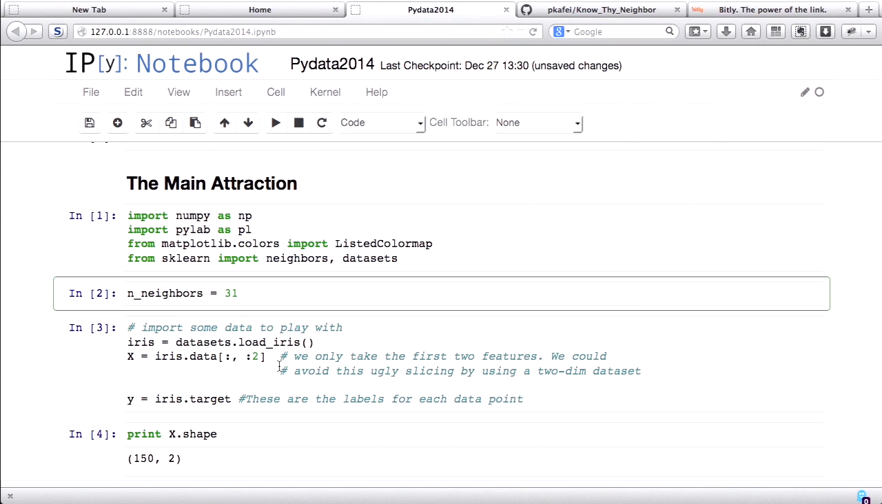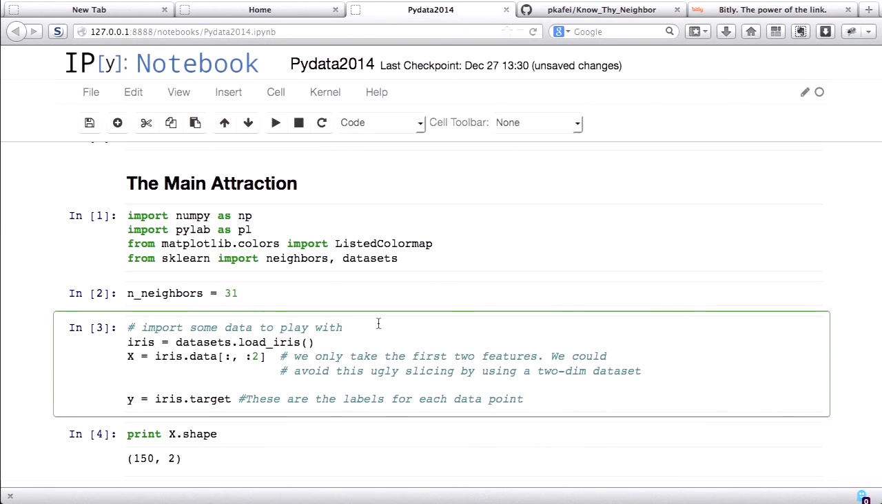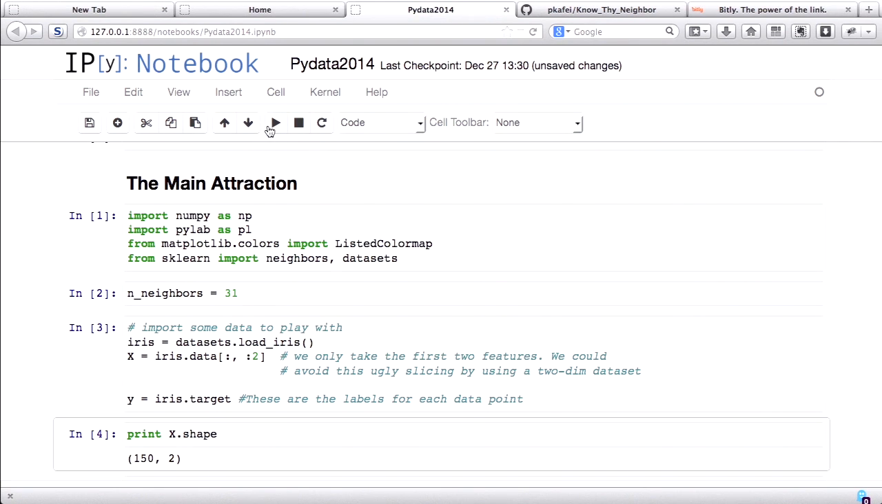So 31. And we're going to load our iris data set. What I like to do is print the shape of our data set. The X information gives you how many samples we're dealing with, and 2 is telling you how many features we're looking at. So we're looking at 2 features.